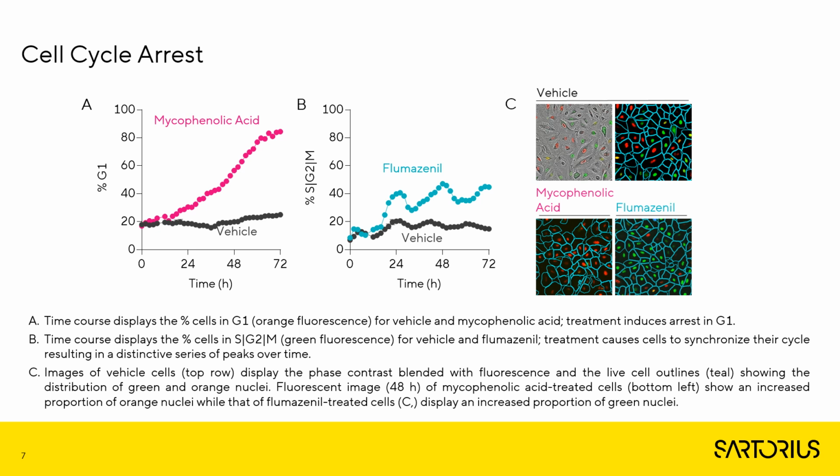The kinetic analysis indicated there were different types of cell cycle disruption. So whilst mycophenolic acid caused cell cycle arrest in G1, as indicated by a consistent increase in the percentage of orange cells over time, flumazenil treatment caused the cell division to partially synchronize, with the time course displaying an increase in the amplitude of the percentage green cell peaks. And we've got some example images also shown of the effects here compared to vehicle.